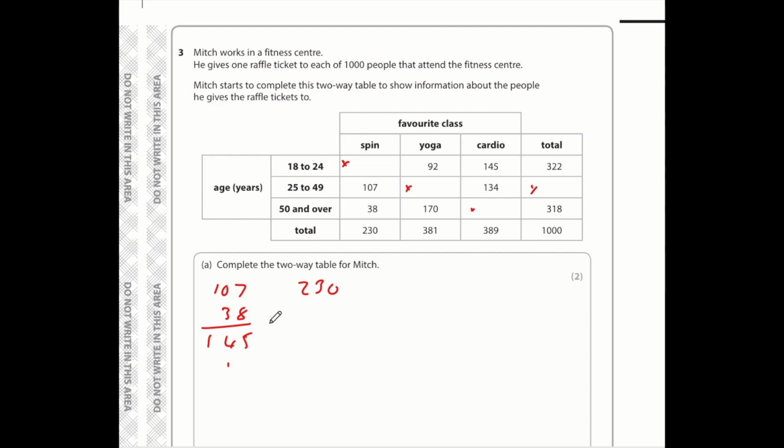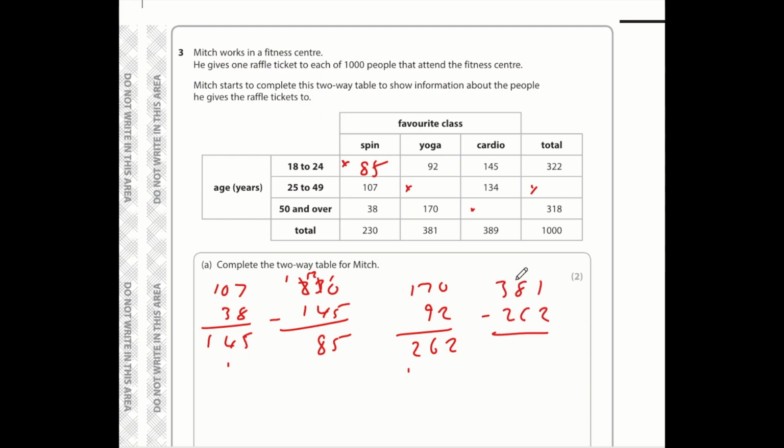So what is 230 minus the 145? 3 becomes 2, so that becomes a 10. 10 minus 5 is 5, and 22 take away 4. I tell you what, 2 becomes 1, this 2 becomes 12. 12 minus 4 is 8, 1 minus 1 is 0, so this number here is 85. I'll do the same for yoga. 170 plus 92 is 262, and 381 minus 262: 8 becomes 7, 11 take 2 is 9, 7 take 6 is 1, 3 take 2 is 1, so that is 119.